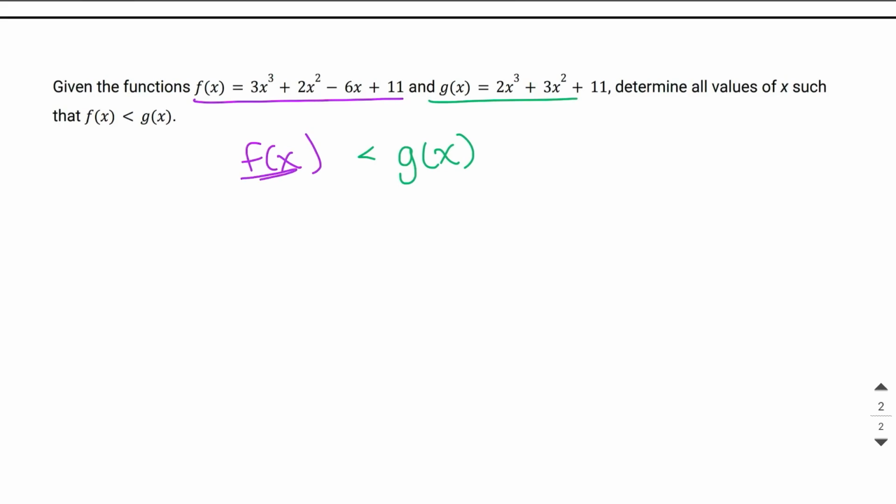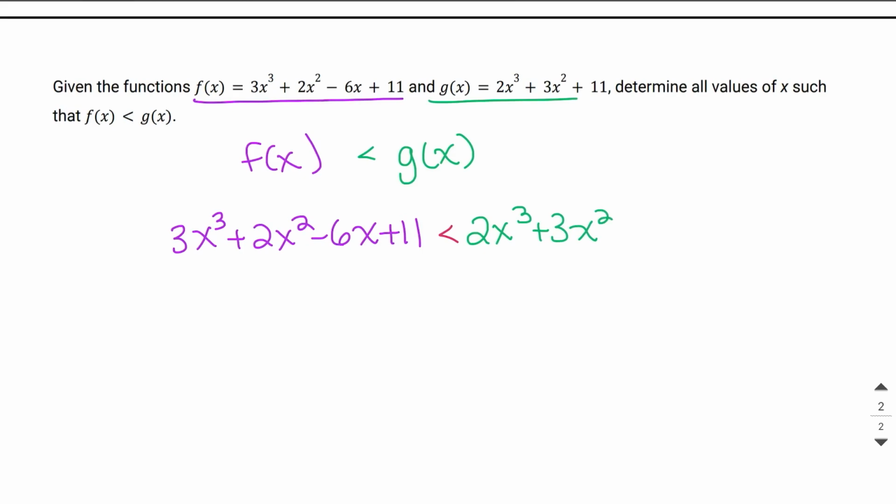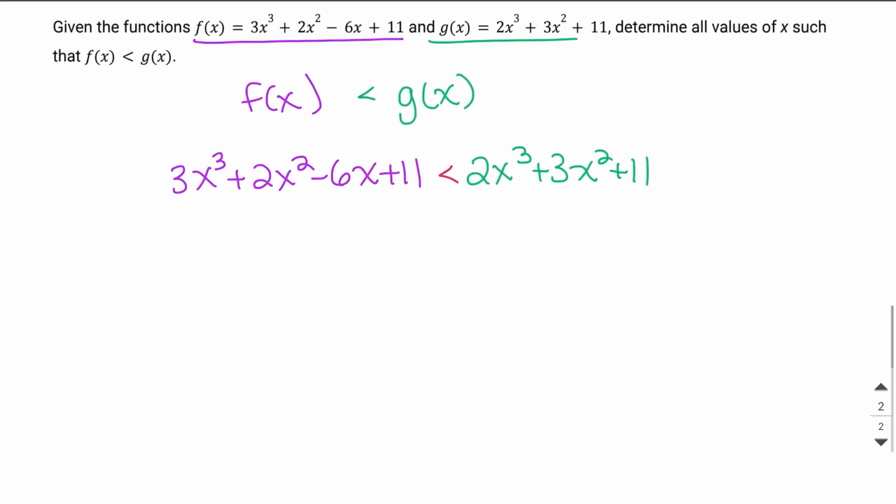is I know that f of x is equal to this whole piece right here, so I'm just going to write that out. So I'm going to say 3x cubed plus 2x squared minus 6x plus 11, and that's going to be less than, and then here I know that g of x is 2x cubed plus 3x squared plus 11. Now I'm going to solve by getting everything all together on one side.